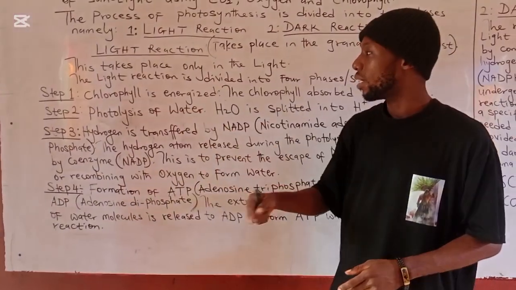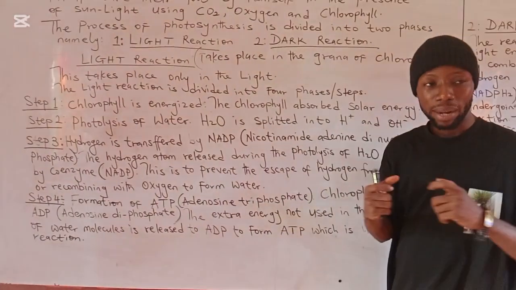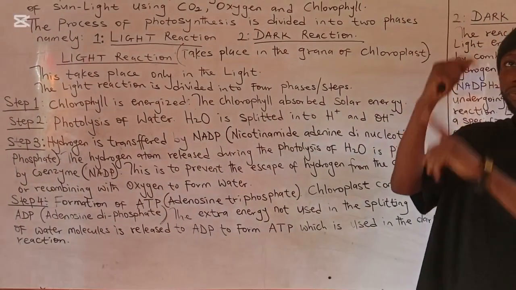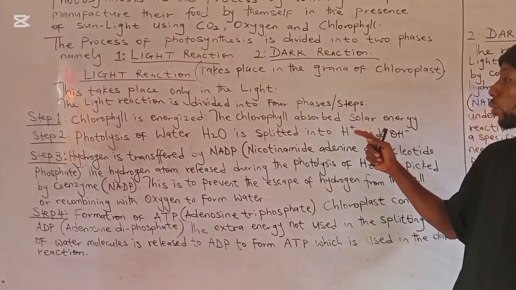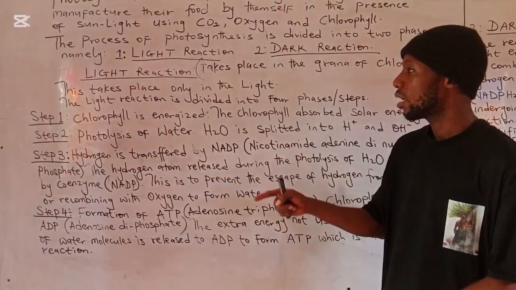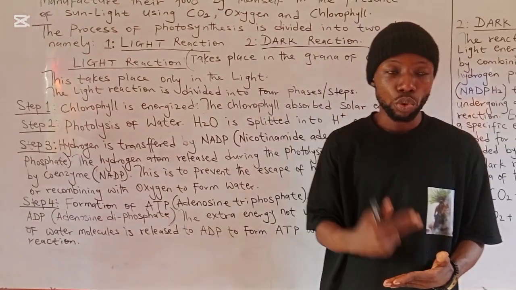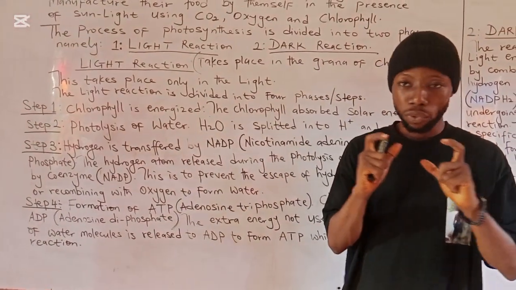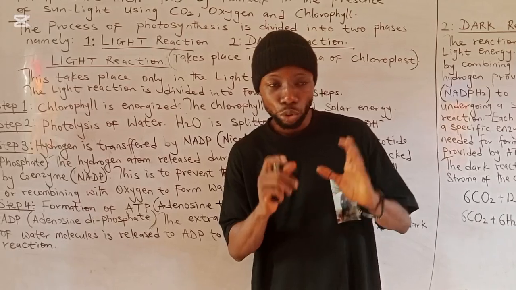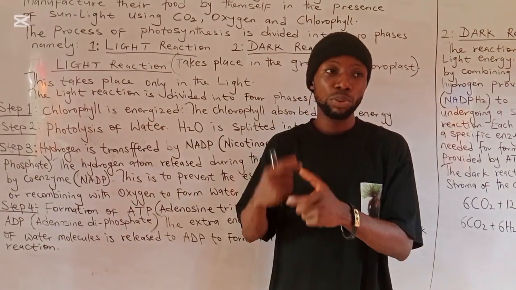The first step here is energizing of chlorophyll. The chlorophyll absorbs energy from the sun, which the plant uses to undergo this process of photosynthesis. This is where the chlorophyll plays its role. The function of chlorophyll in plants is not to make plants green in color, but rather to absorb energy from the sun during photosynthesis.